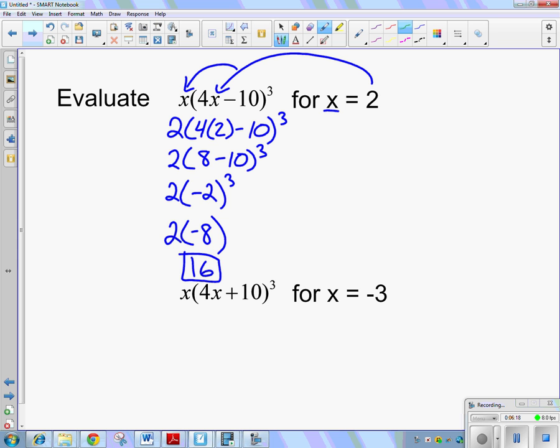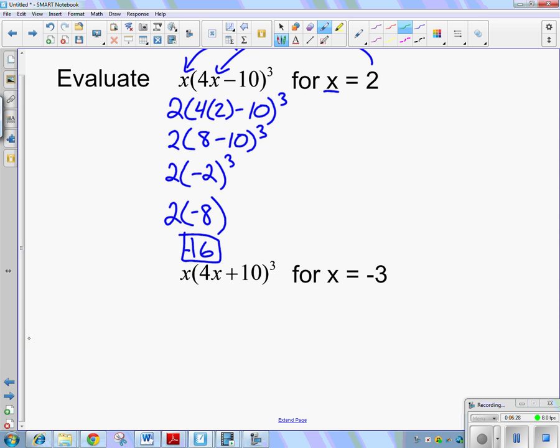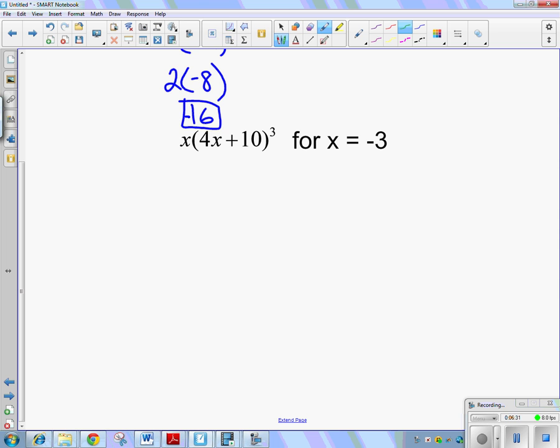Negative 16, excuse me. Now, if we're dealing with this negative number, it's pretty much the exact same thing. We just have to be careful of that negative sign. Plugging in the negative 3, anywhere we see an x, anywhere and everywhere, right? Stuff inside the parentheses first.